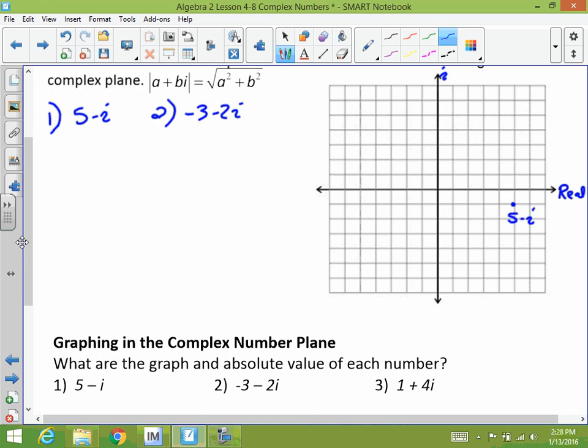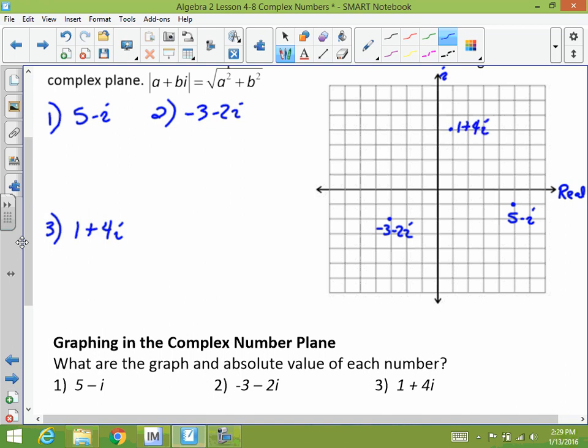Okay. Number 2 says negative 3 minus 2i. I'm going to do this first, and then I'm going to do the absolute value of it. So, if we graph negative 3 minus 2i, basically, I'm graphing negative 3, negative 2, so left 3, down 2, and this is negative 3 minus 2i. And problem number 3 here says we're supposed to graph 1 plus 4i. So basically, that's like graphing 1, 4. So right 1 up 4 is here, 1 plus 4i.